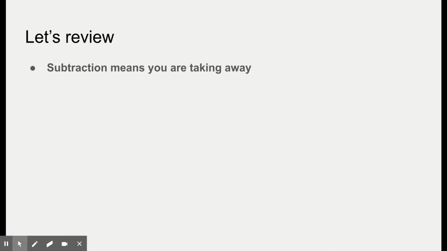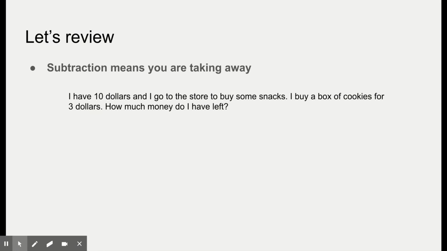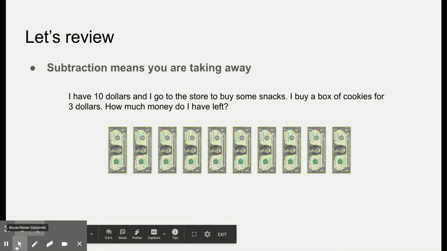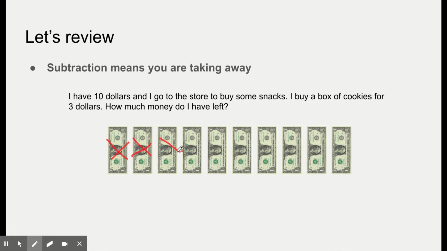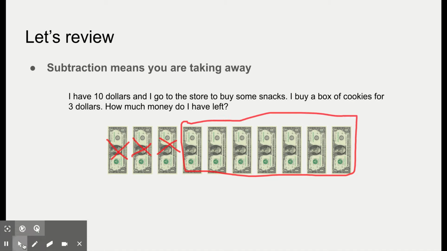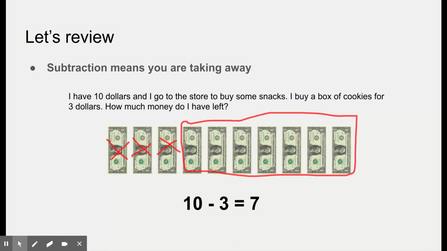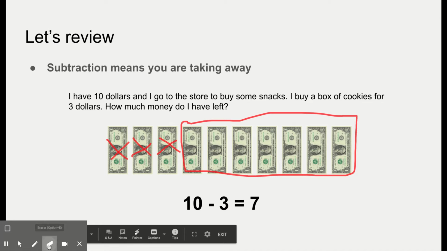Let's review. Subtraction means you are taking away. For example, let's say I have $10 and I go to the store to buy some snacks. I buy a box of cookies that cost $3. I'm wondering, how much money do I have left? Well, I know when I go to the store, I bring $10 with me. I decide I want some cookies, and when I go to pay for them, I take $3 and give them to the cashier. I'm left with these $7. I can say that 10 minus 3 equals 7. So I had $10, I took 3 away, and I had $7 left.